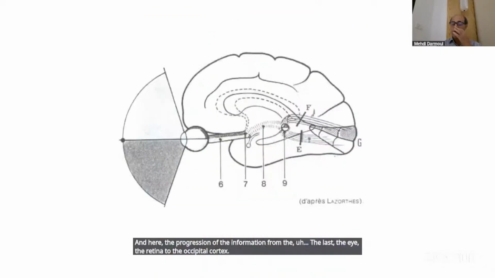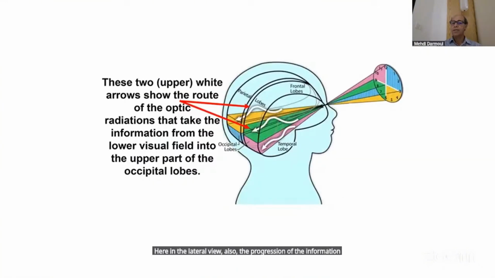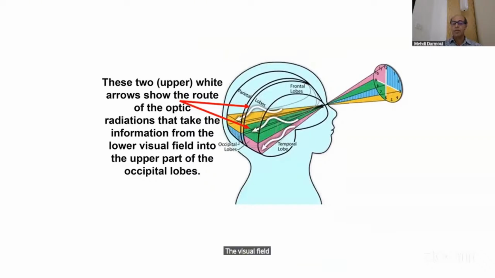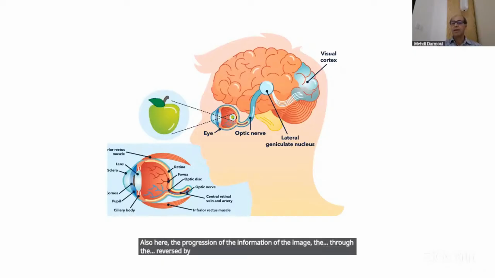Here in the lateral view also the progression of the information, and here we can see the upper part of the field is projected in the lower part of the occipital lobe, and also the lower part of the visual field is projected in the upper part of the occipital lobe. Also here, the progression of the image, reversed by the lens in the retina, till the visual cortex.